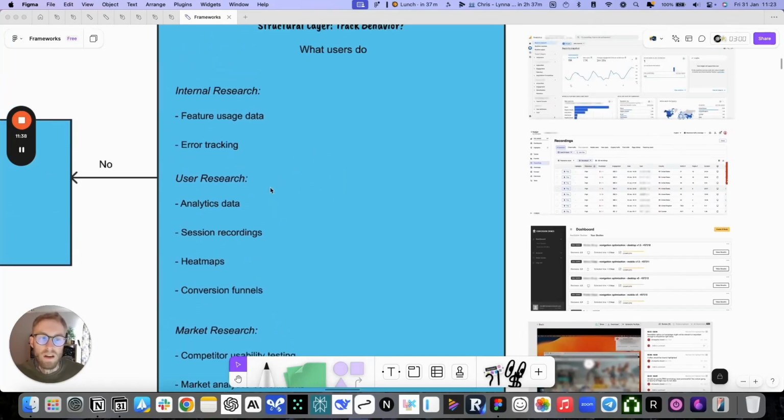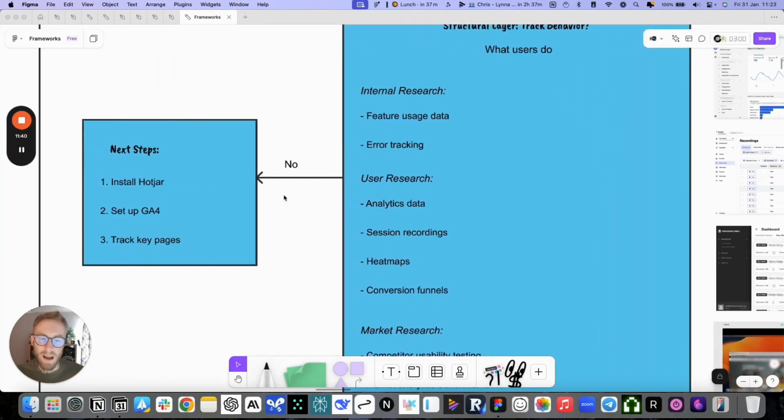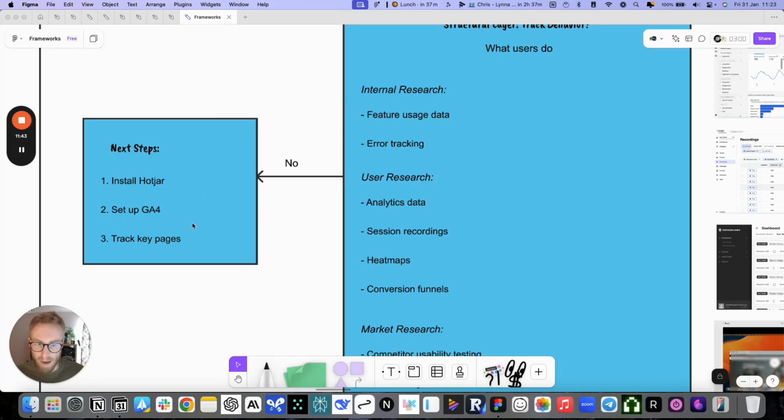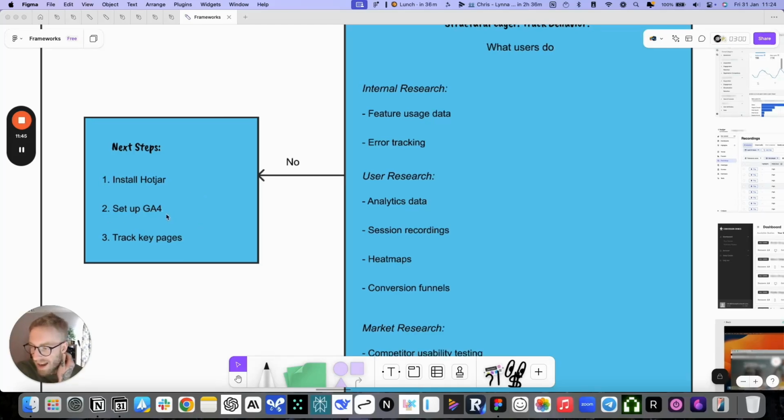If we don't have some of these, what's the next steps? Probably install Hotjar, set up analytics, so GA4, Google Analytics 4, and start tracking these key pages because that's the data that you need to have.